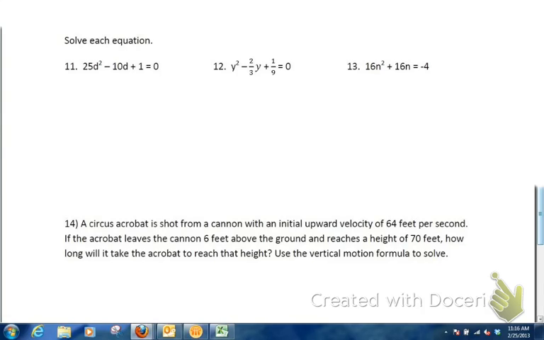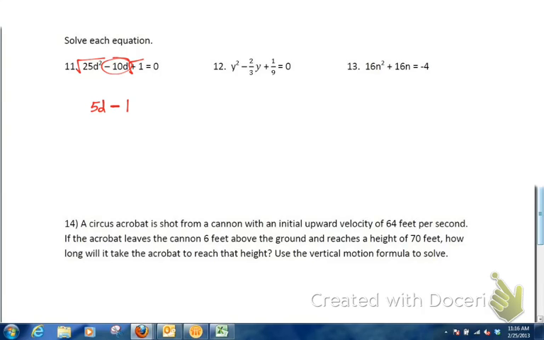So let's look at the first problem here, and we're going to say, okay, right off the bat, 25d squared and positive 1, they look like perfect squares, or they are perfect squares. So let's check to see if this is a perfect square trinomial. Square root of 25d squared is 5d. Square root of positive 1 is 1. The middle number has a negative sign, so this would be a minus 1.